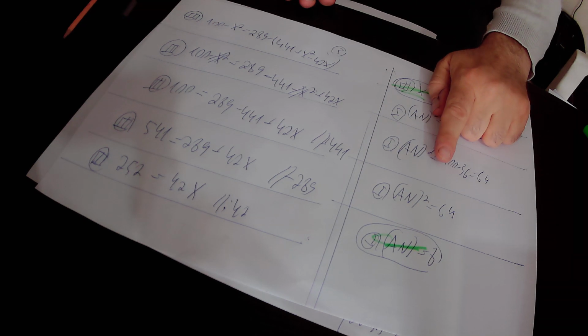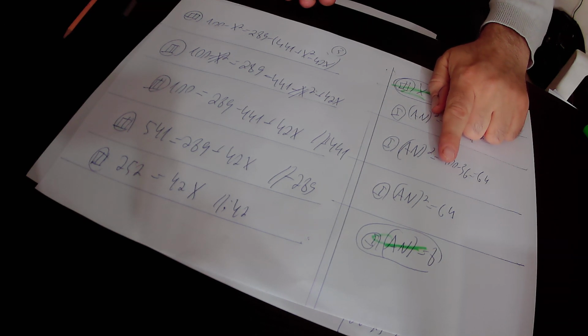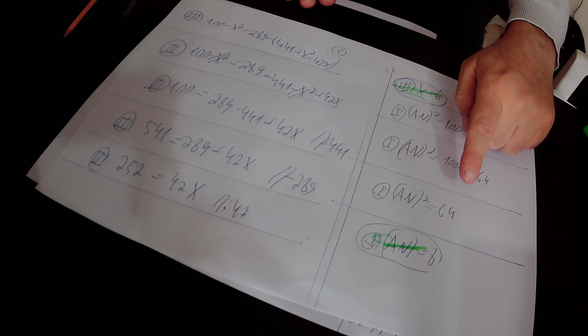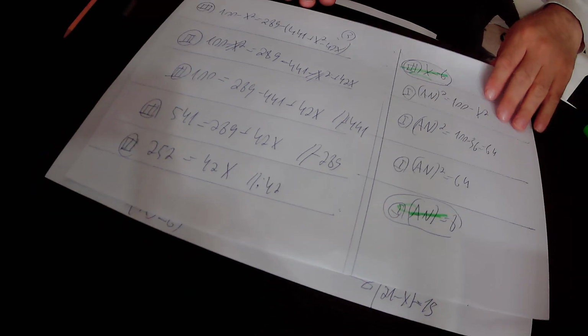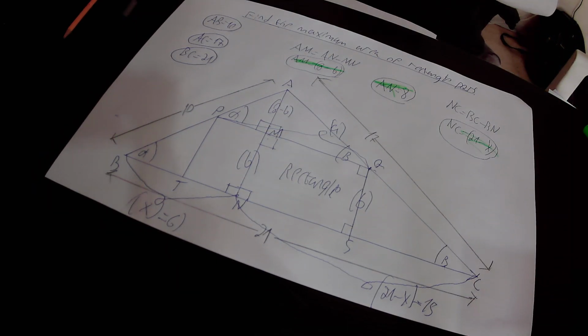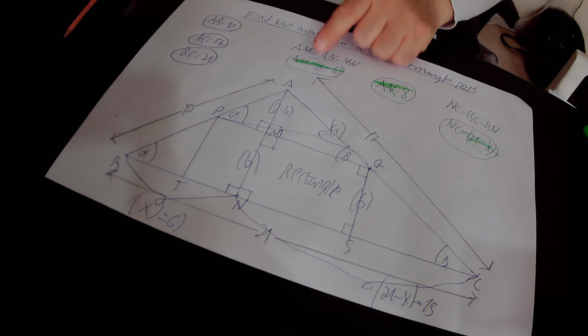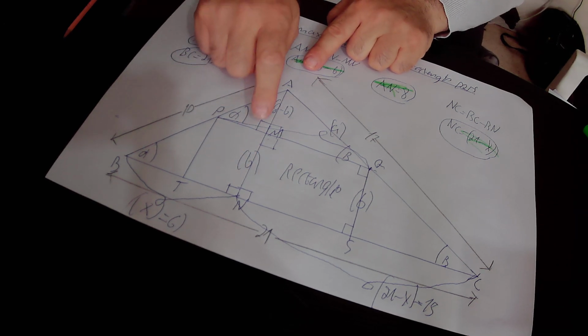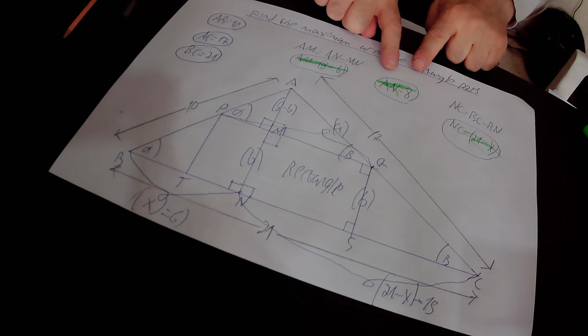Here we took equation 1 and finally found out that AN equals the square root of 64, that is 8. So AN equals 8 units. This is line AN, which is 8 units in length.